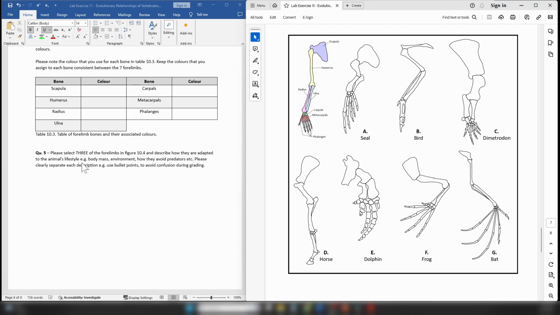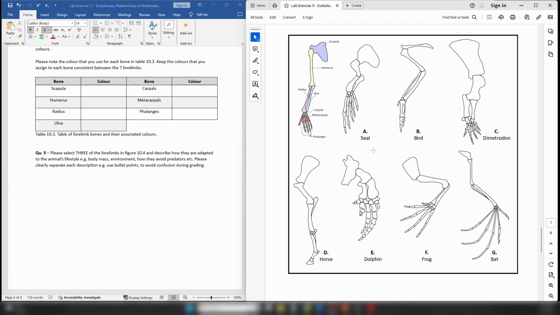So how does the animal's body mass, the environment it's moving through, how they avoid predators, how has that affected the evolution of their forelimbs? What specific design features have appeared in response to the type of life, the type of environment in which they are living? So in order to keep your answers clear, can you please bullet point them so that I can see which answer is referring to which forelimb?